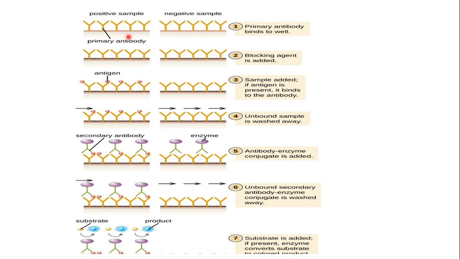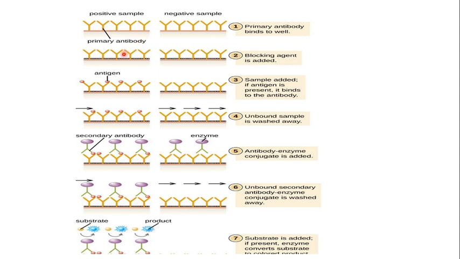So in the first step, we will focus on the positive sample first. You are going to add the capture antibody, or your primary antibody, to the surface of the microtiter plate.